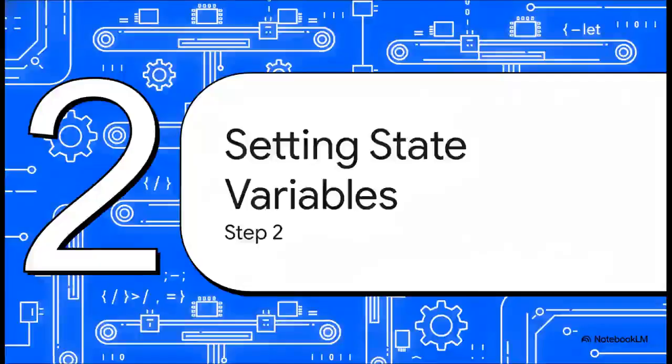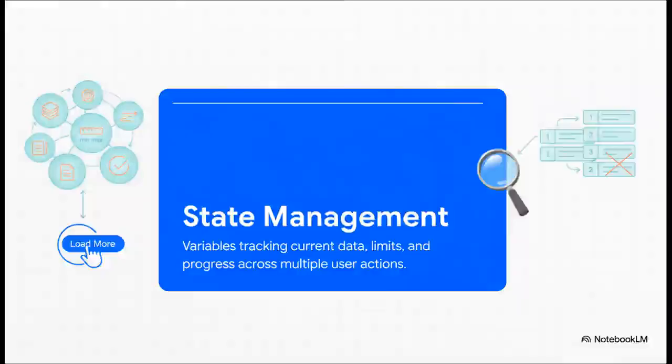Moving right along to pillar number 2, setting state variables. An assembly line just cannot function without memory to track its progress, right? Well, in development, we call this state management. Think of state as your application's short-term brain. It's just a collection of variables that keep track of the current data, our absolute data limits, and our progress across multiple, totally independent user actions. Every time a user clicks that Load More button, the brain needs to know exactly where it left off, so it doesn't just fetch the exact same items all over again.